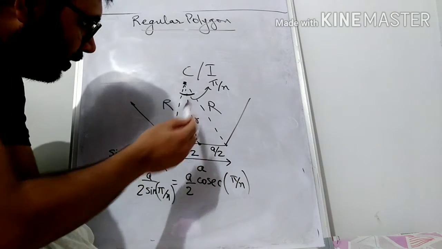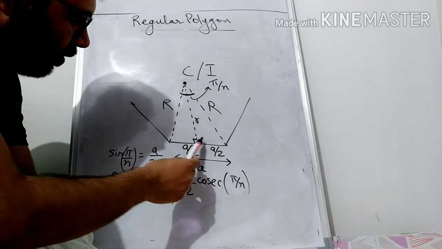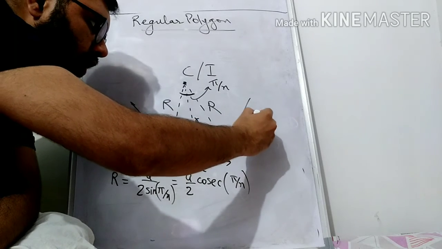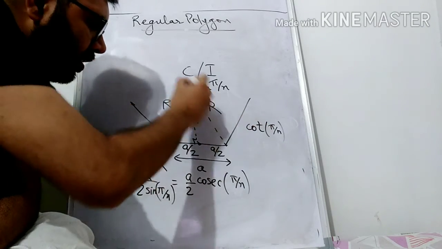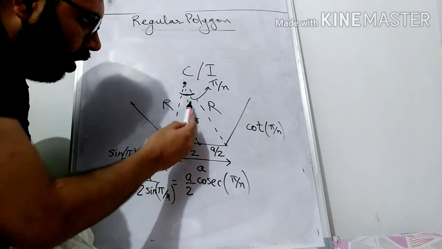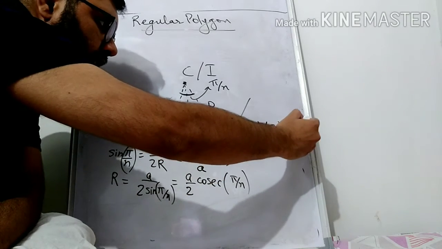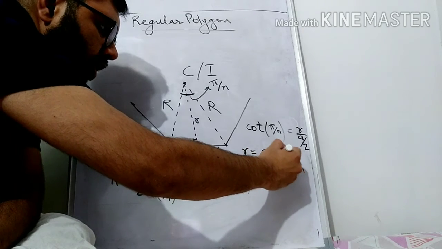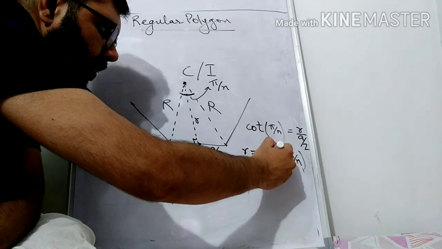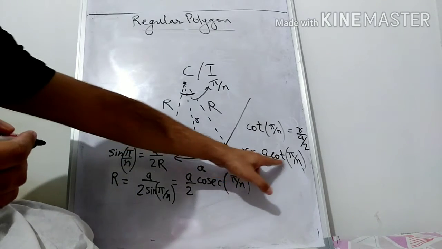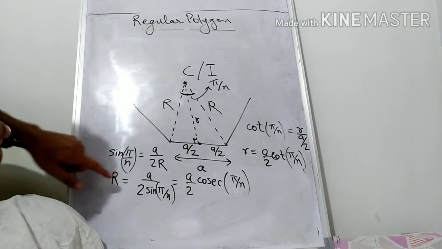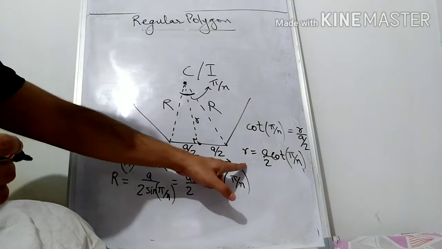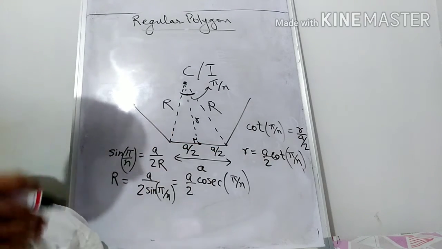And then if I want to find small r in terms of a, small r becomes the base and a by 2 becomes the perpendicular. So you take cot. Cot of pi by n in this triangle is base upon perpendicular, so r upon a by 2, which means r will become a by 2 into cot of pi by n, right? Okay, so these two things I wanted to find: capital R in terms of a is a by 2 into cosec pi by n, and small r in terms of a is a by 2 into cot pi by n.